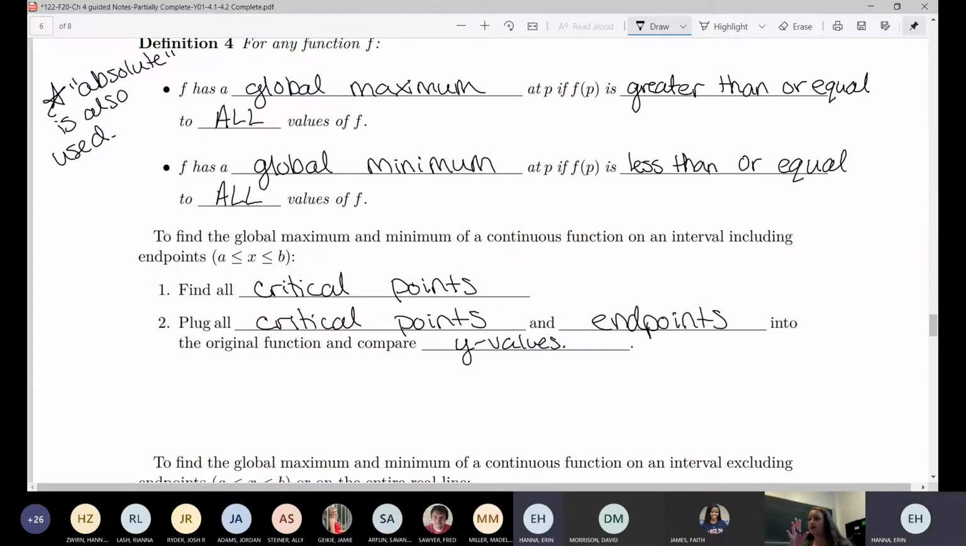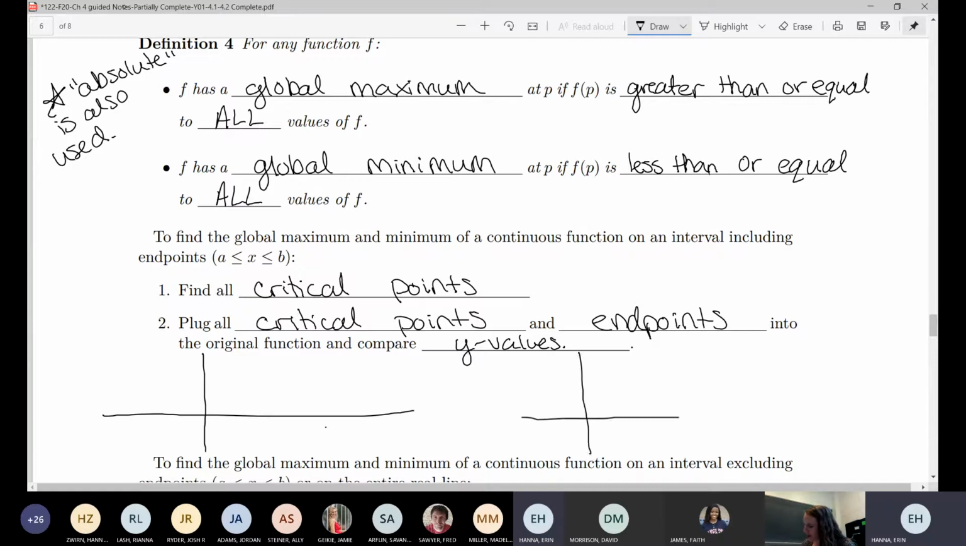So with local maxes and mins, we were often plugging back into derivatives. Here we want to plug back into the original function. And the point of that is we want to know which one's actually higher than the others. So we need to compare their y values. So I want to draw two pictures of two different situations we can have here.